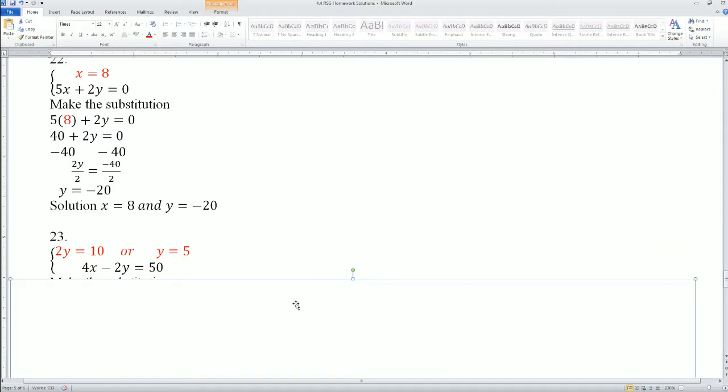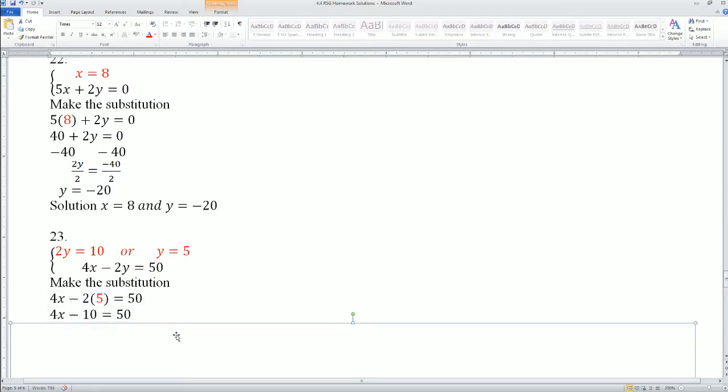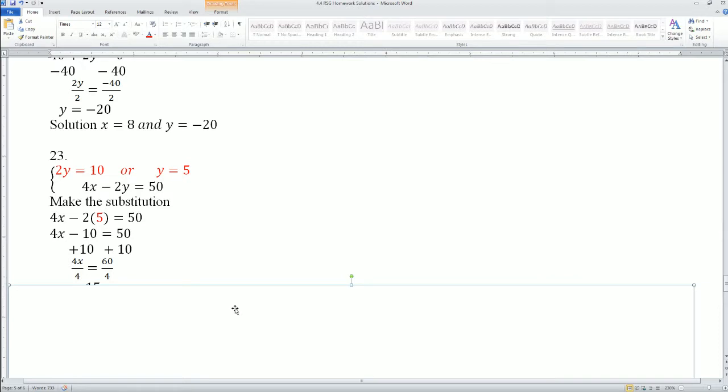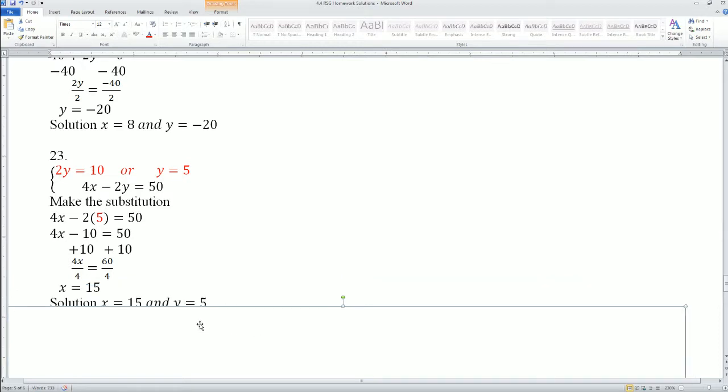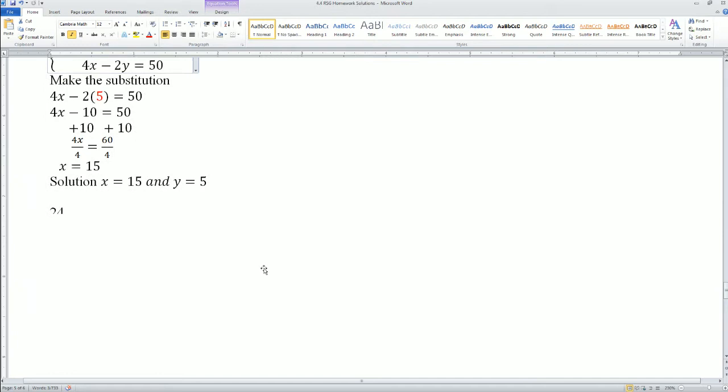23. y equals 5, 4x minus 2y equals 50. Make the substitution. 4x minus 2 times 5 is equal to 50. Multiply 2 times 5 is 10. So that's 4x minus 10 equals 50. Add 10 to both sides. Get 4x divided by 4 equals 60 divided by 4. X equals 15. That's your solution. When x equals 15, y equals 5. You got the y equals 5 up here, and you got the x down there. The reason why I put it y equals something is because I want to simplify this. So I could make that substitution.